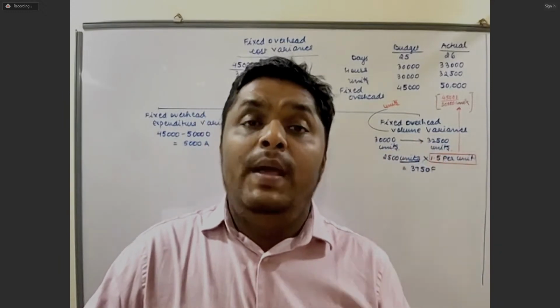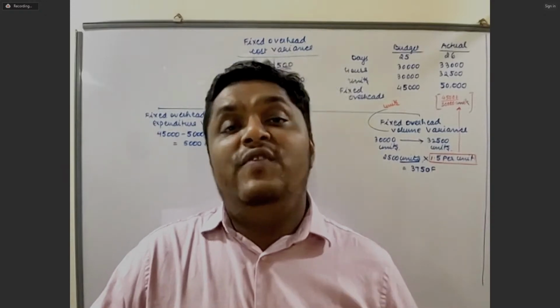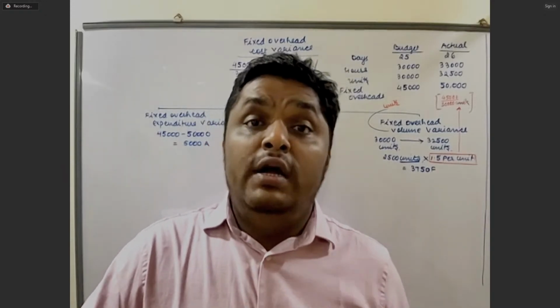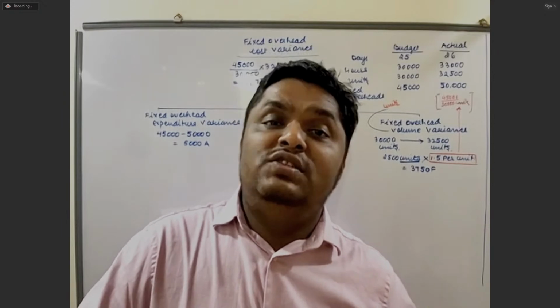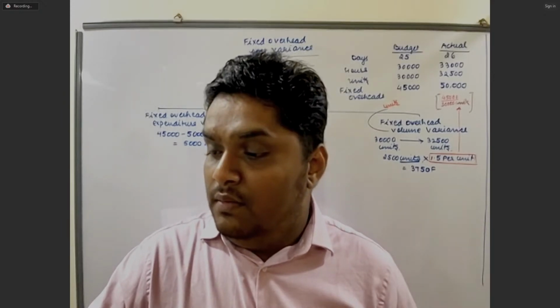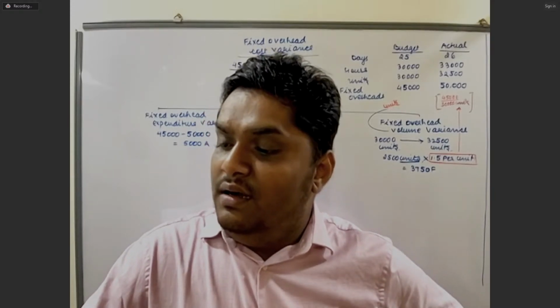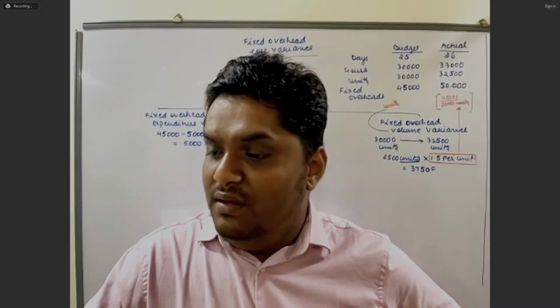Why favorable? Because the targeted production was 30,000, but we actually manufactured 32,500 units. That is 2,500 units extra we manufactured. So it's a good sign for the company. That's why it will be favorable. Sushil, that is already discussed in detail in the overheads chapter.